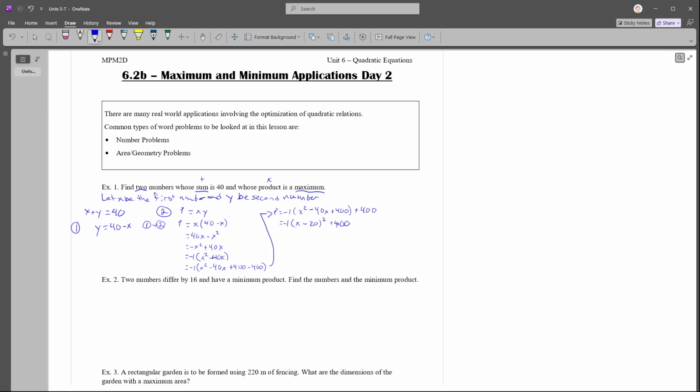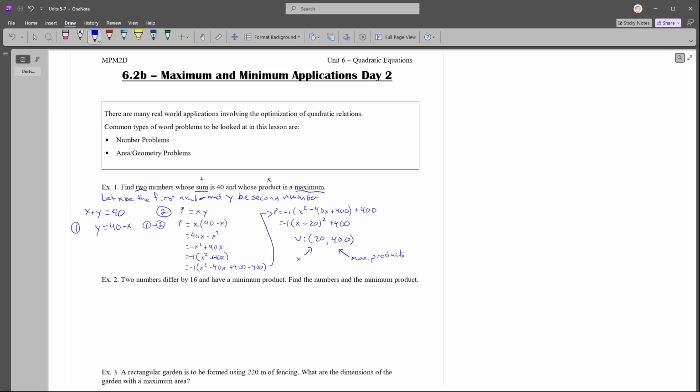Well, there we go. We now have a vertex. So our vertex is 20, 400. What do these numbers actually represent? Well, the 20 is the value of x. Great. We found our first term. The whole point of this question was find two numbers. We found one of them. We found the first one. Is 400 the second one? No. 400 is the maximum product. This is the maximum product when x is 20.